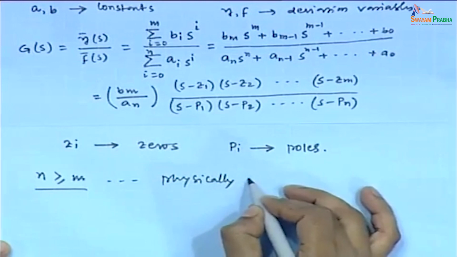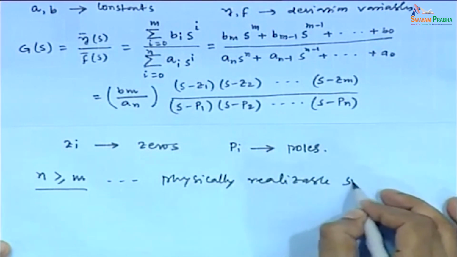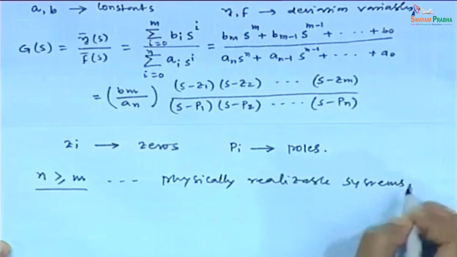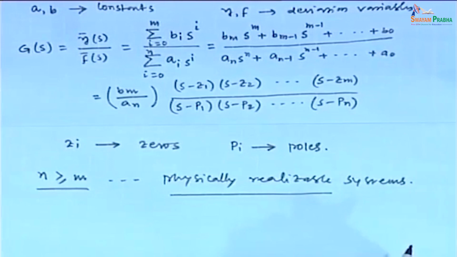Physically realizable systems, this term is used in process control. Physically realizable systems, I mean all physically meaningful systems, n should be greater than or equal to m. You can test it. You consider n less than m and you check what type of response you are getting.